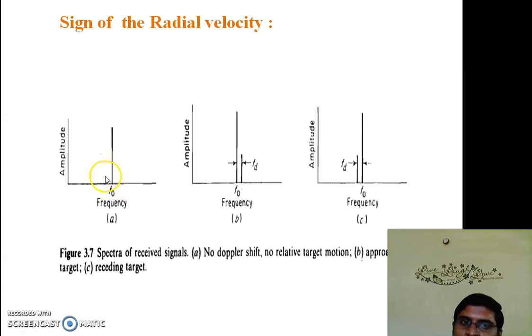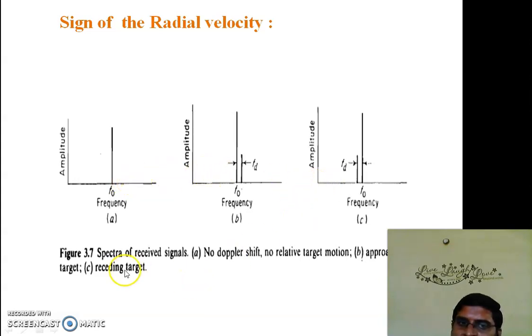So this is the spectrum of the received signal when there is no relative motion of the target, no Doppler shift. That means no relative target motion. If the target is stationary, this is the spectrum of the received echo signal. For example, when a target is approaching the radar, then the Doppler frequency shift is plus, and the frequency is high compared to a stationary target echo. Not stationary, the target is not moving.